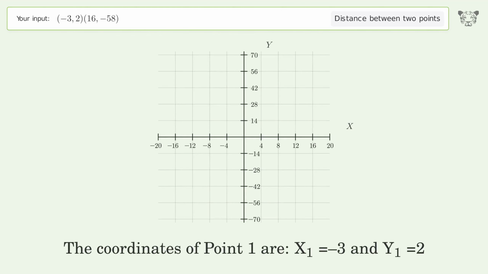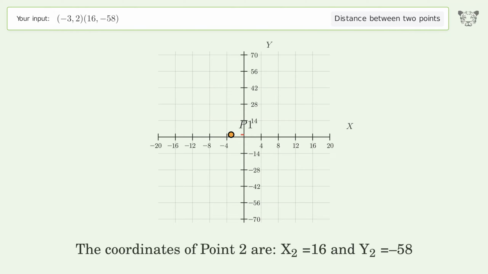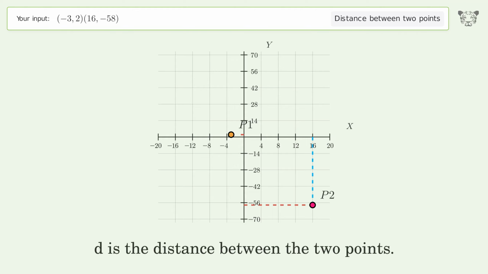The coordinates of point 1 are, x1 equals -3 and y1 equals 2. The coordinates of point 2 are, x2 equals 16 and y2 equals -58. D is the distance between the 2 points.